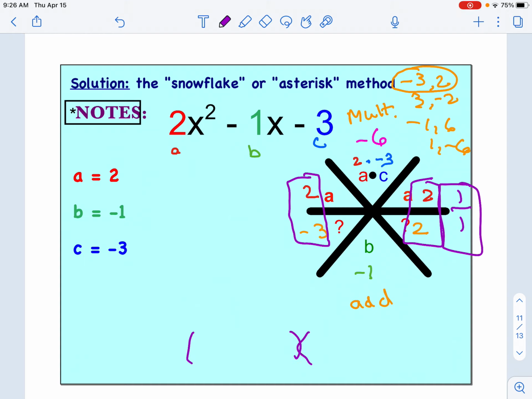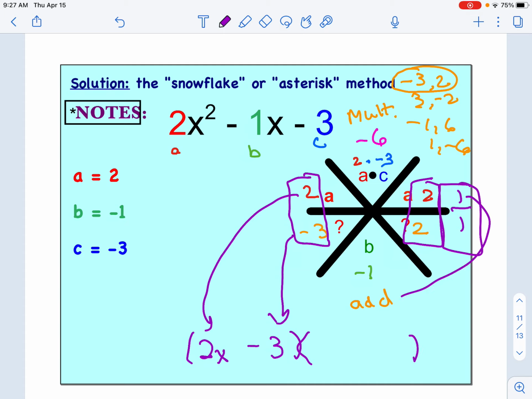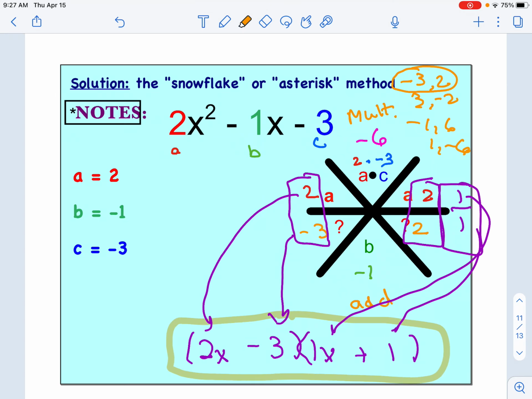So now I draw my parentheses, and this 2 goes here with whatever variable you have. And the 3, or the negative 3, I should say, goes in here. And you do the same thing for the other pair that you found. You take the 1 and put it right here, so 1x, and then it's a positive 1, so that drops in here. And then that is your answer to the snowflake method.